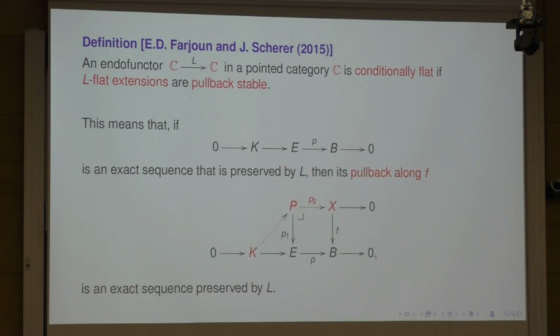And explicitly, this means the following. If you have a short exact sequence K→E→B and you pull it back along any map f, so this P is actually the pullback of E along f, then if the lower short exact sequence is preserved by L, then also the red upper short exact sequence should be preserved by L.